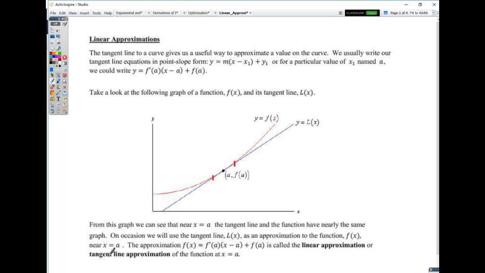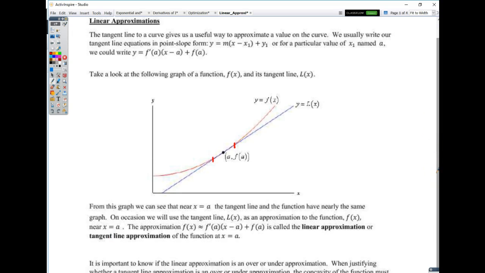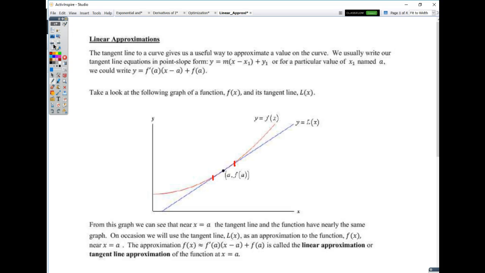It's what's called local linearity. When I zoom in really close and I look at the local section of it, it looks like a line. So, this concept of local linearity. There we go.